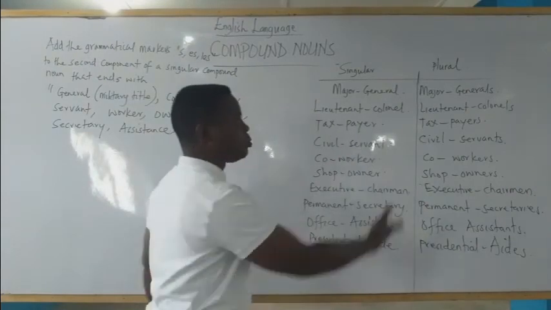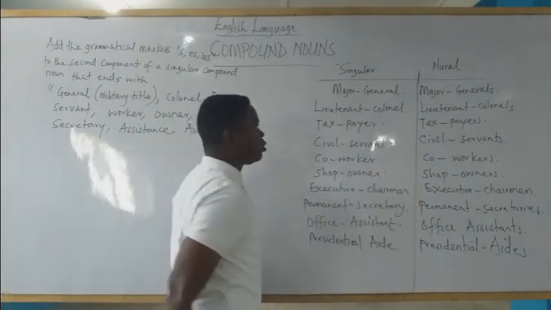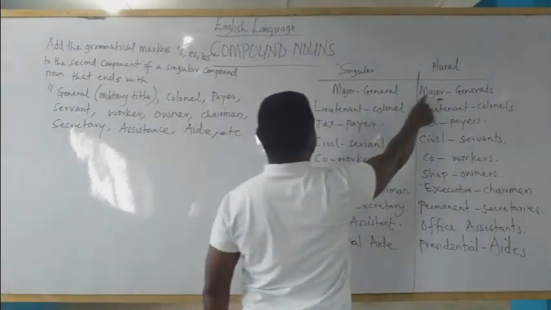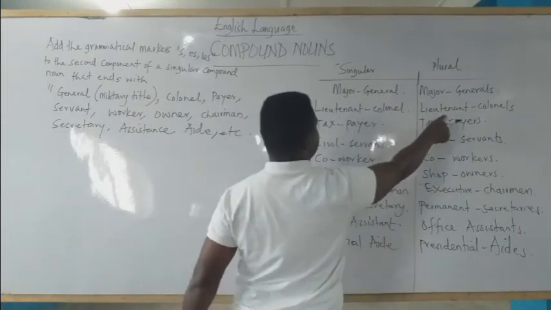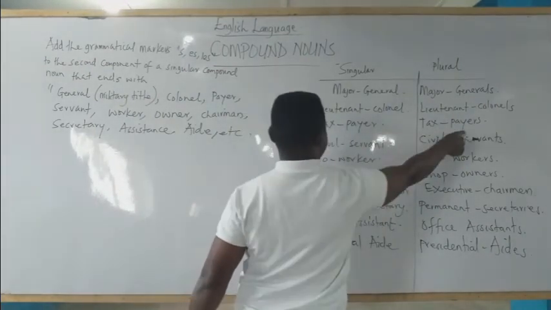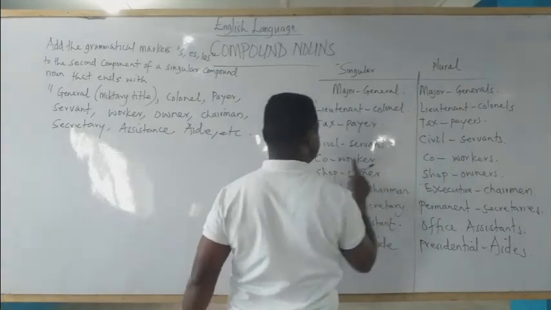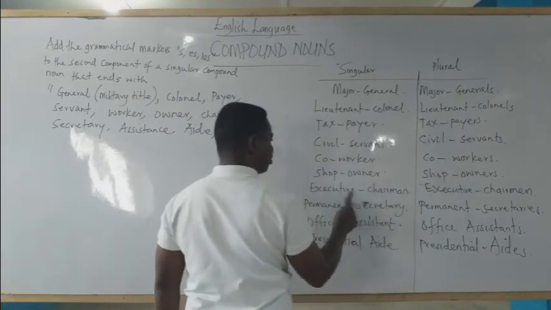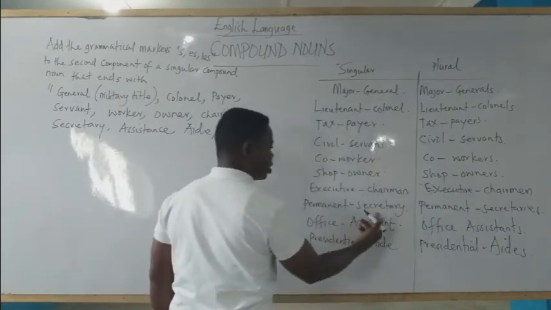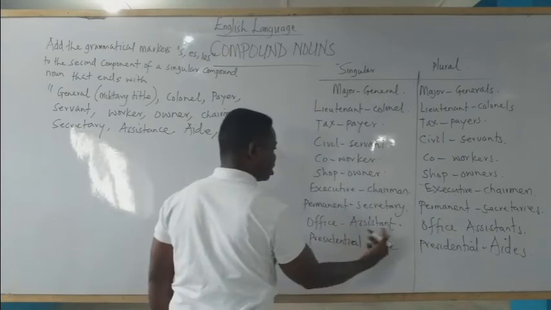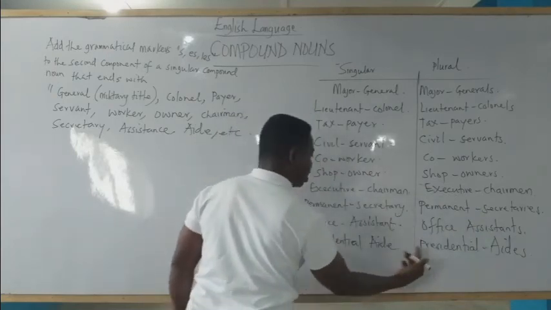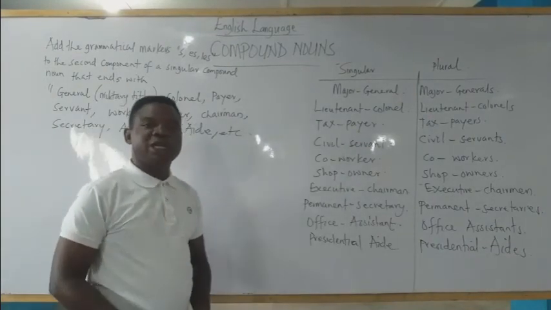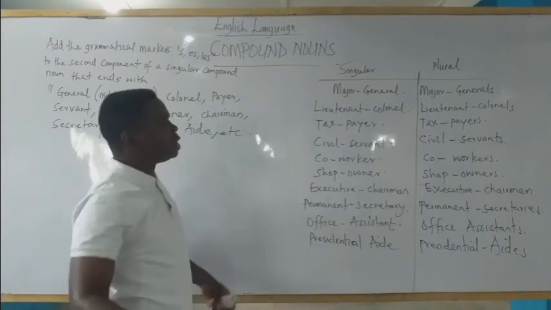So these are the plural formations of the existing singular compound word nouns. Major general, major generals. Lieutenant colonel, lieutenant colonels. Taxpayer, taxpayers. Civil servant, civil servants. Co-worker, co-workers. Shop owner, shop owners. Executive chairman, executive chairmen. Permanent secretary, permanent secretaries. Office assistant, office assistants. Presidential aide, presidential aides. That's the second step in the formation of compound nouns.